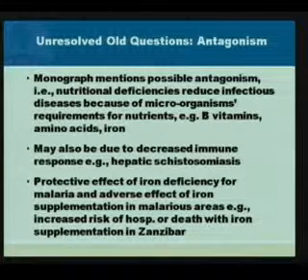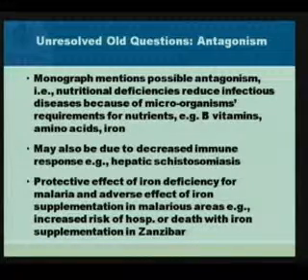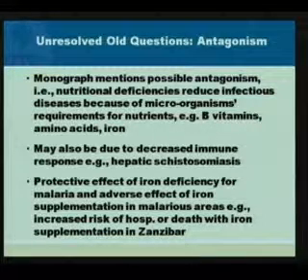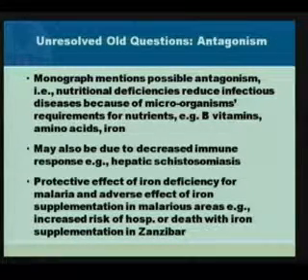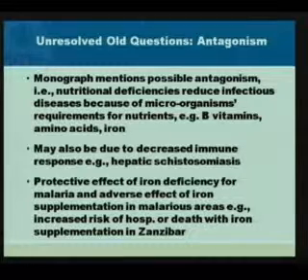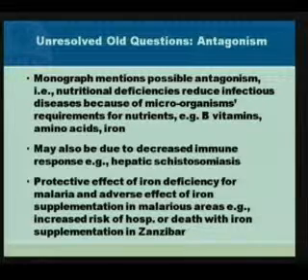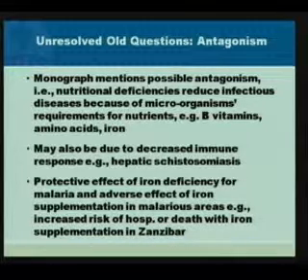So, some unresolved questions, or perhaps not yet fully studied and appreciated questions. The monograph, I think, appropriately focused a great deal on synergies, and we talked about that. But it also mentioned antagonism. And so what is that, and how might we interpret that?